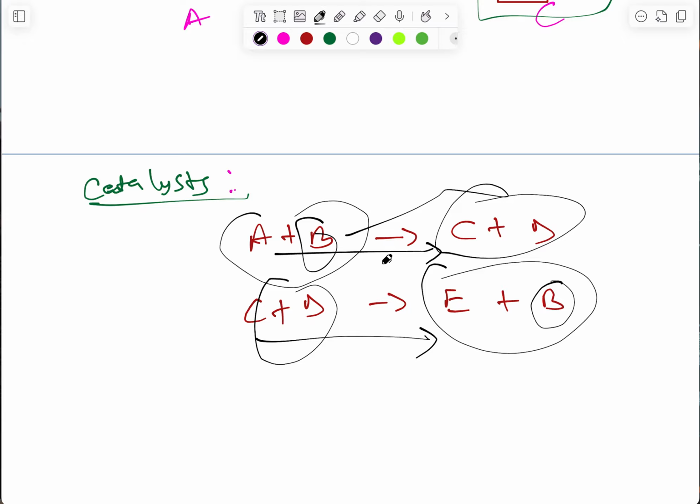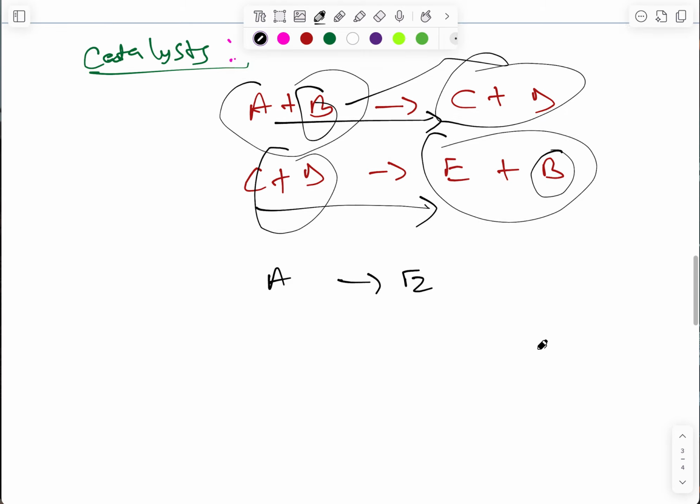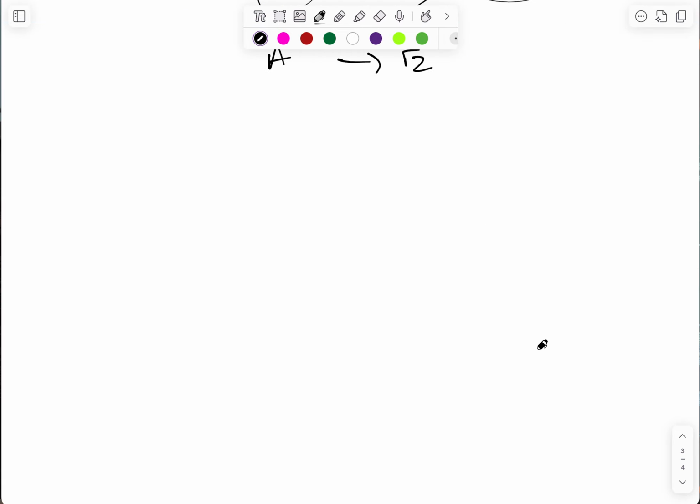It means that this B is actually a catalyst and the net reaction is going to be A producing E, because when you do everything together, A is the one producing E eventually. So B there is a catalyst because it did not take part in the chemical reaction. And so let's now see what catalysts do.